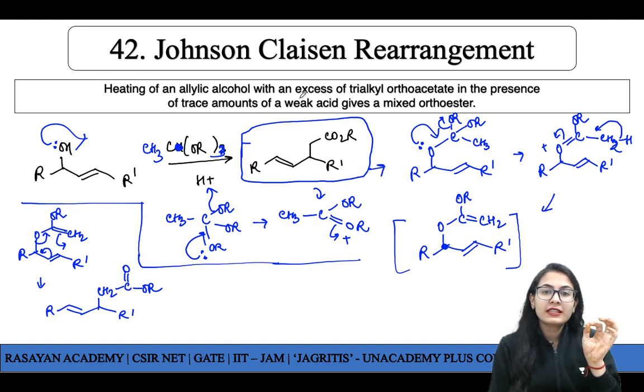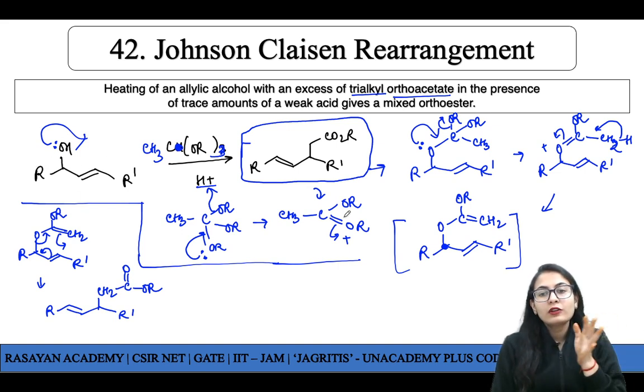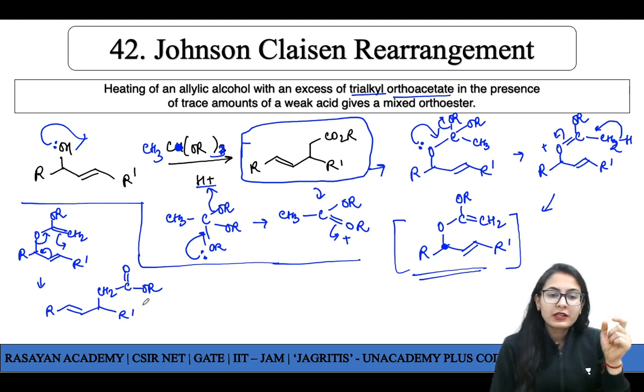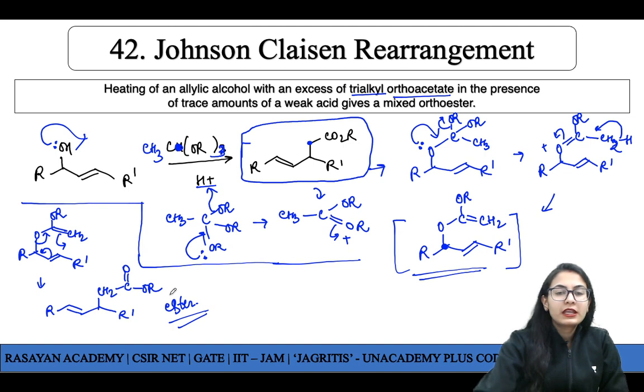So the Johnson-Claisen rearrangement, first of all, it's very easy guys. You have to take an excess of trialkyl orthoacetate. So this is your trialkyl orthoacetate. You have to heat it in the presence of acid and your allylic alcohol to first generate the allyl vinyl ether system. Then you do the 3,3 sigmatropic rearrangement to directly get the ester molecule. So in the Johnson-Claisen rearrangement, we are getting the ester, CH2 COOR.